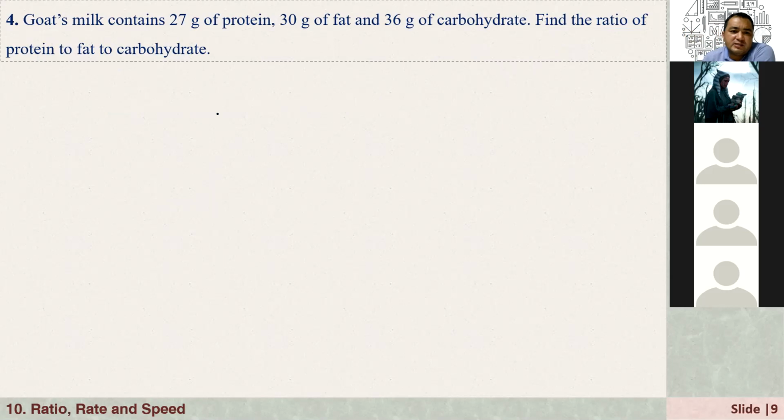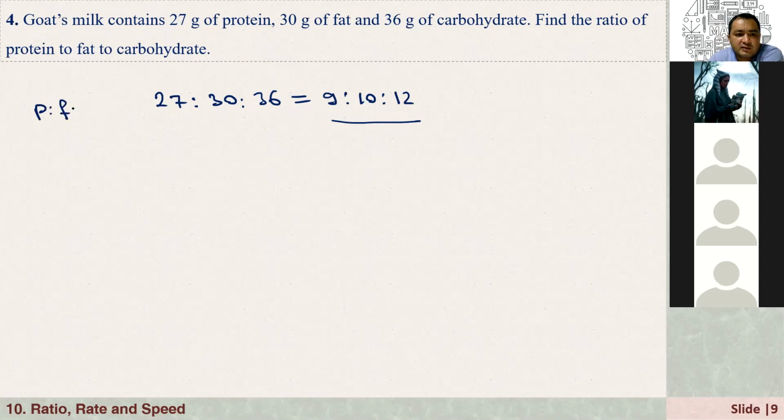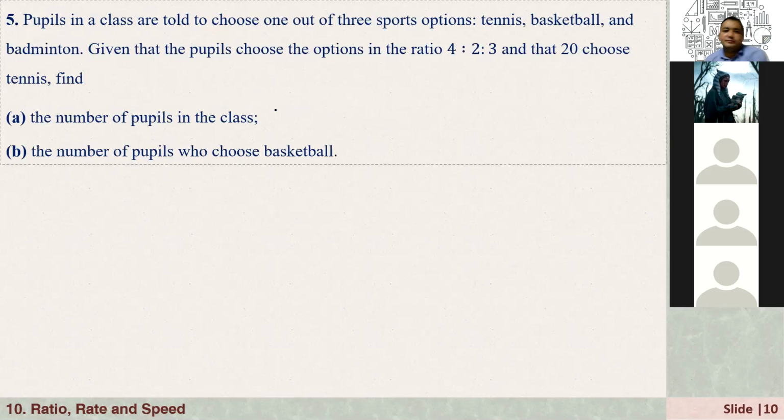Goat's milk contains 27 grams of protein, 30 grams of fat, and 36 grams of carbohydrate. Find the ratio of protein to fat to carbohydrate. That is 27 to 30 to 36. All numbers are divisible by 3, so that is 9 to 10 to 12 in the simplest form. So that is the ratio of protein to fat to carbohydrates. That's a very easy question.